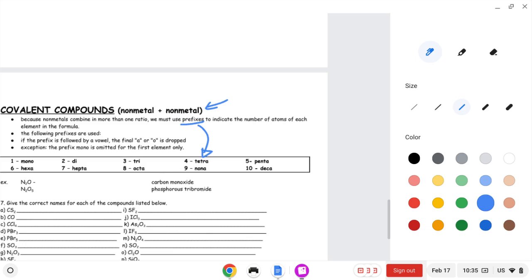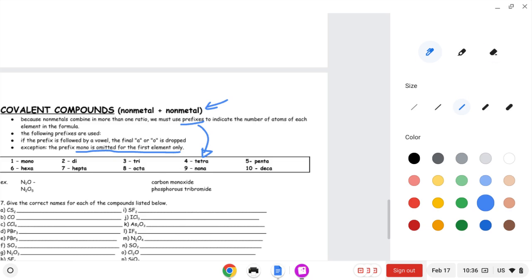So the following prefixes are used. There they are in the chart. It says if the prefix is followed by a vowel, the final A or O is dropped. And then there's an exception. It says the prefix mono is omitted from the first element only. We saw and addressed that in the previous video when we were doing the bonding and then coming up with the name. So we only use the prefix mono on the second element.